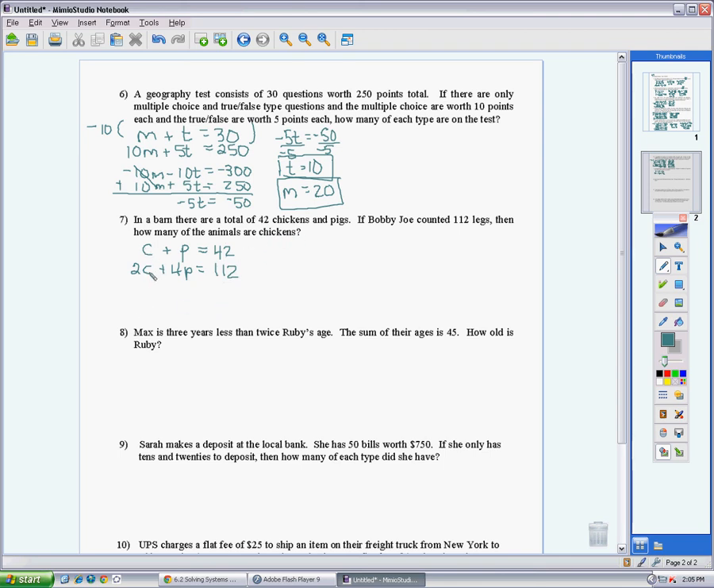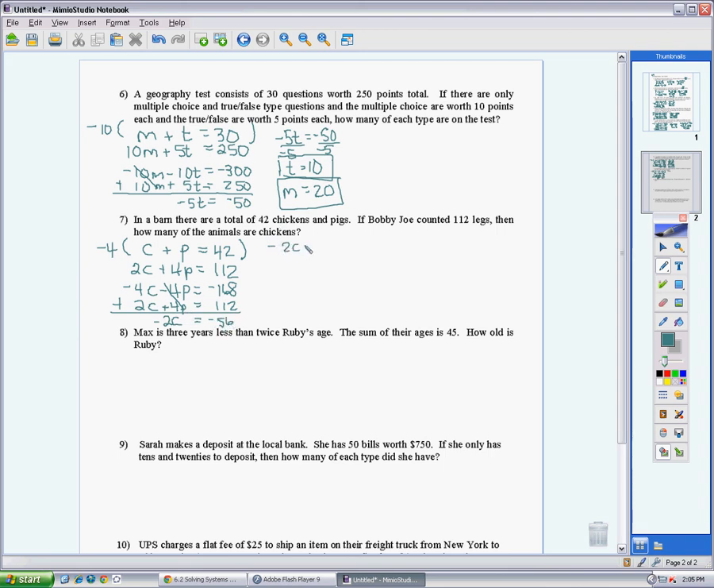So I want to keep the C's, and I want to eliminate the P's. So to eliminate the pigs, I'm going to have to multiply the top equation by -4. So that's going to give me -4C, -4P, equals -168. The second equation stays the same. 2C plus 4P equals 112. I'm going to add these together, and I know my pigs are going to cancel out. So I have -2C equals -56.